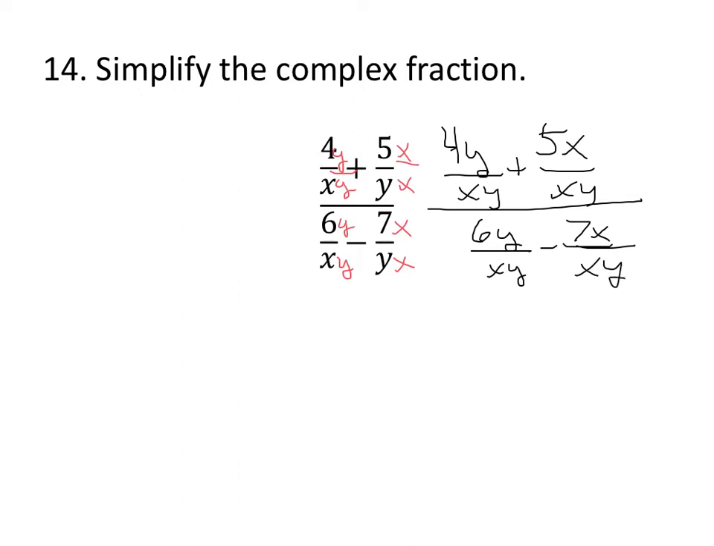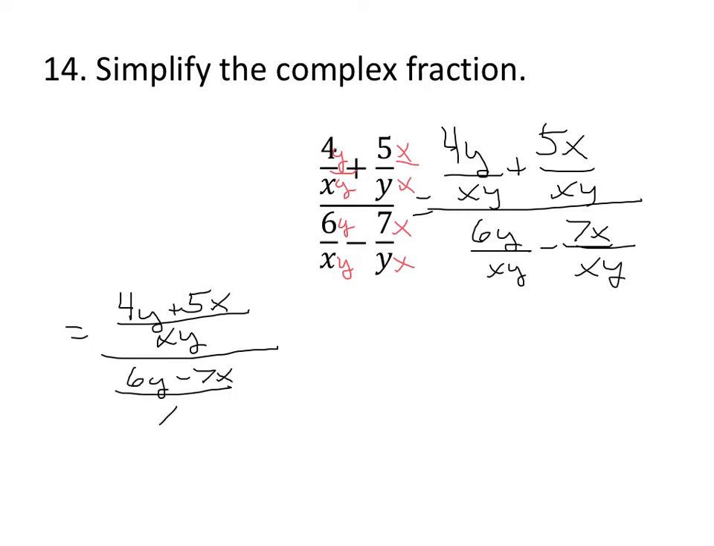Okay, so now we have common denominators. We can go ahead and simplify the numerator and the denominator separately. So the numerator is going to be 4y plus 5x, all of that over xy. The denominator is going to be 6y minus 7x, all of that over xy.